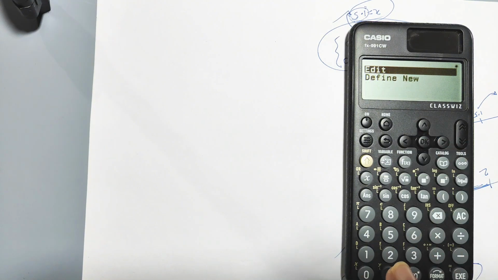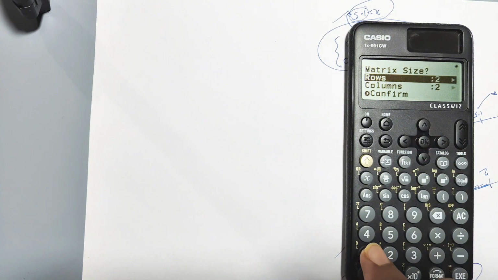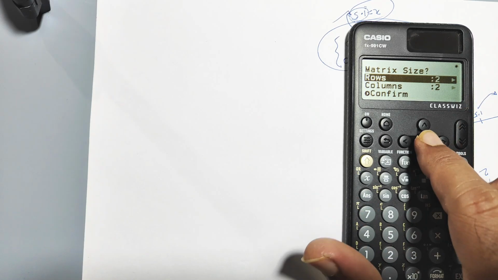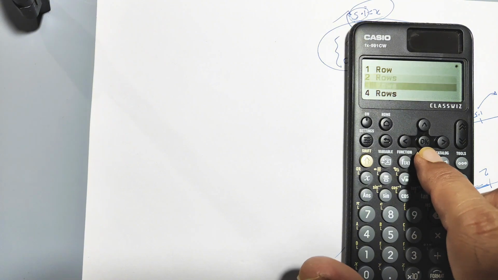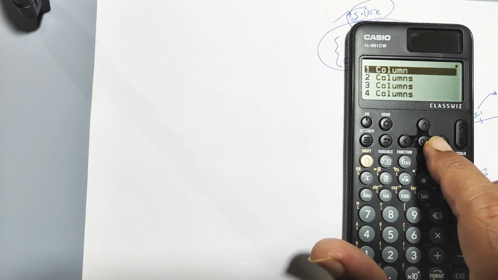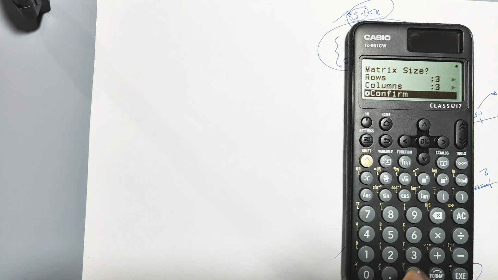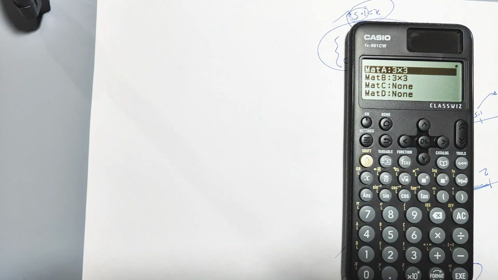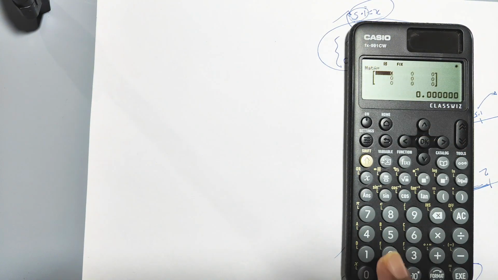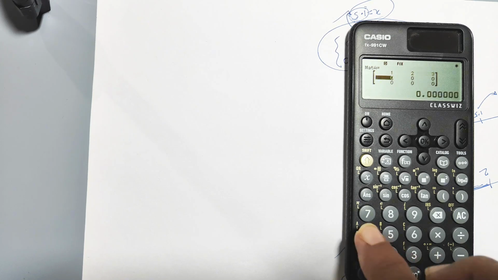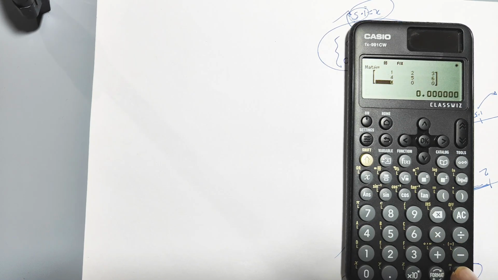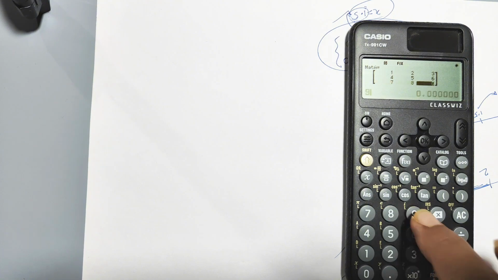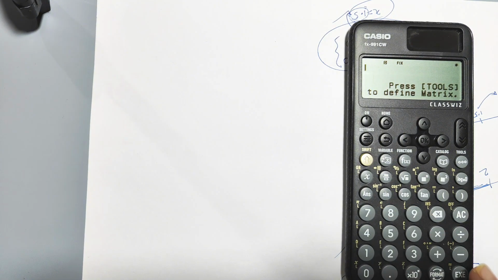So I have already given, see, define new. When you press define new, it asks for number of rows and columns. I take number of rows as 3, 3 rows, and press right button, 3 columns. Confirm. Execute. Now, a matrix is entered. See, you press again tools, it is showing matrix A to be 3 by 3. So enter into that, edit 1, 2, 3, 4, 5, 6, 7, 8, 9. Suppose I enter the matrix A like this.